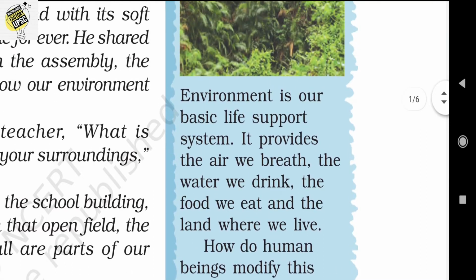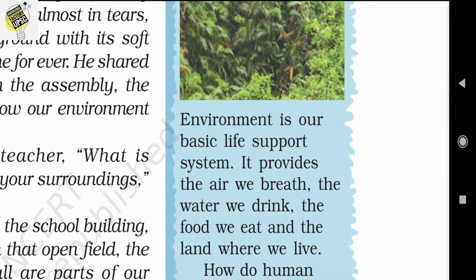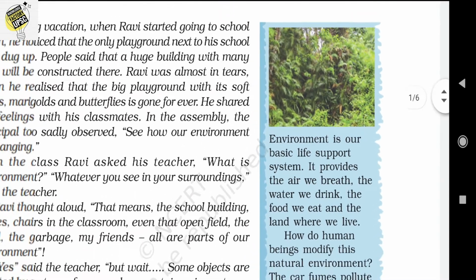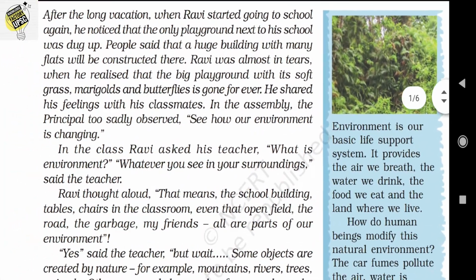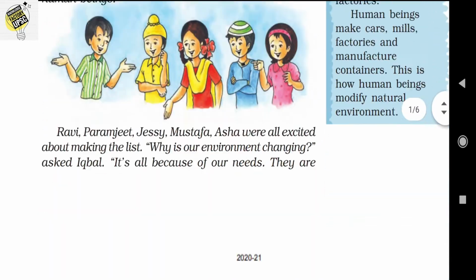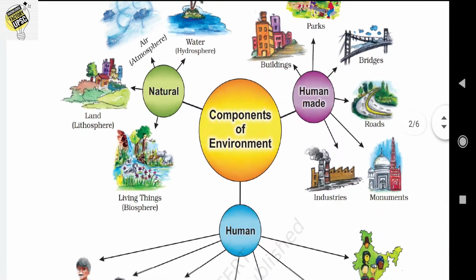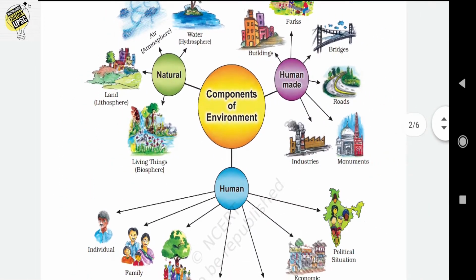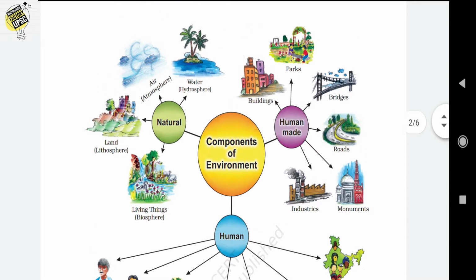Okay, so what is environment? Environment is our basic life supporting system which provides the air we breathe, the water we drink, the food we eat, and the land where we live. The environment comprises the whole system in which humans live. Here is a simple diagram which represents the components of environment and what the environment includes. Let's look into this diagram.